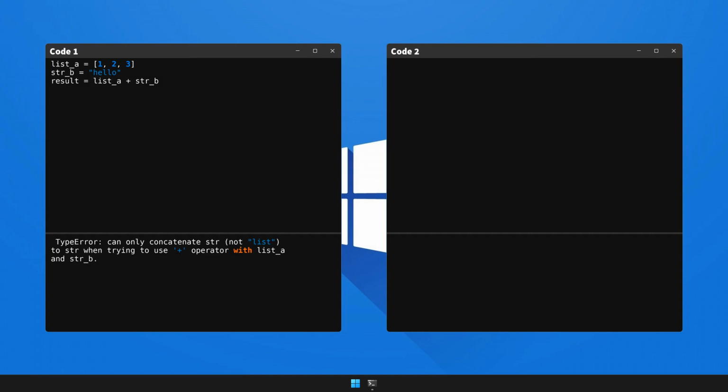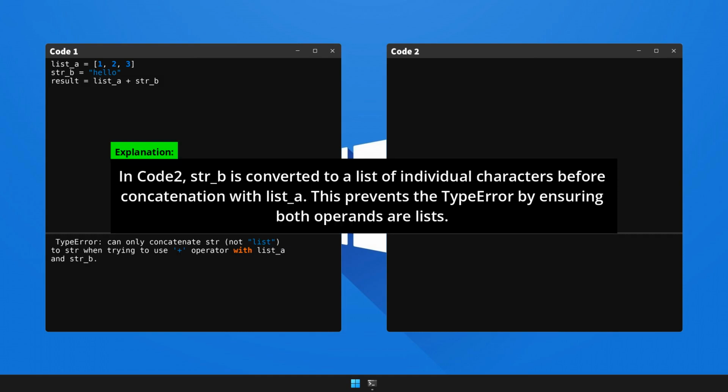Here's the elucidation and the resolution to the bug. Do take a moment to pause the video to understand the explanation.